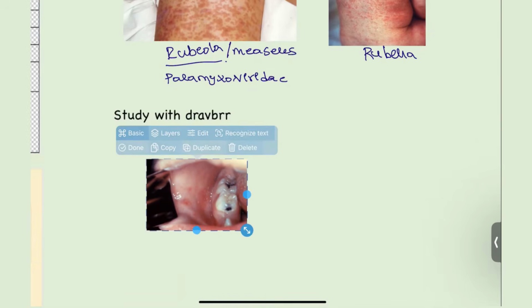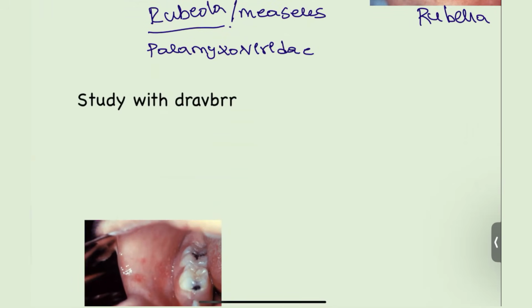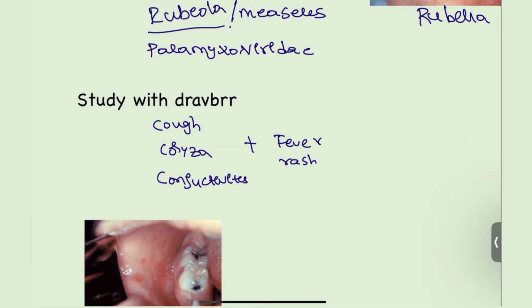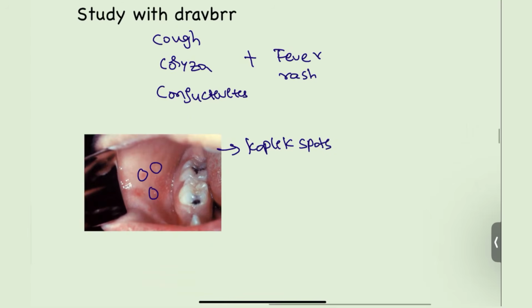So in this picture here, again, I added that. Firstly, this patient will be having three symptoms: cough, coryza, and conjunctivitis. Along with that, fever plus rash is going to be seen in this patient. So this is the classical presentation of rubeola. Along with that, you are going to see Koplik spots. Okay, blue-white color. Here you can see these spots are seen in patients with measles.